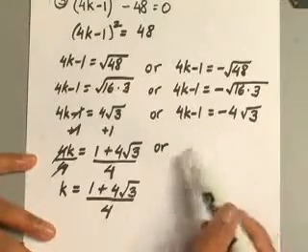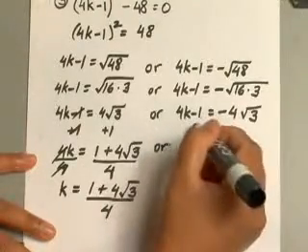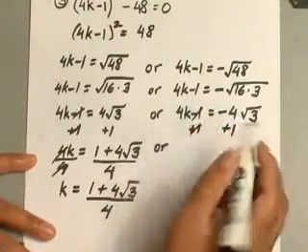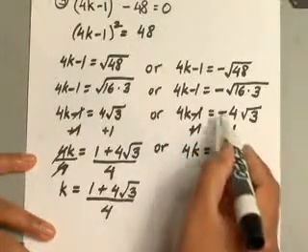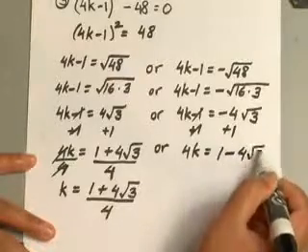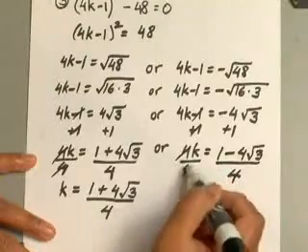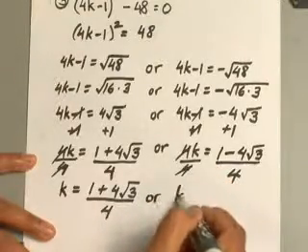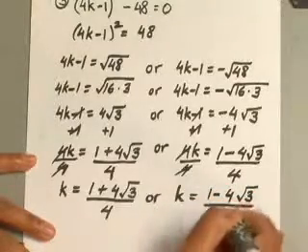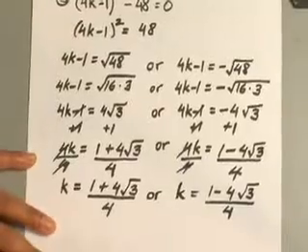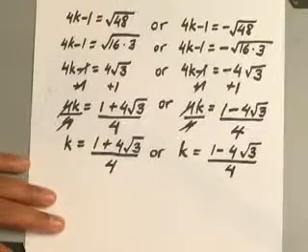Now again, we want to try and do the same thing on the other side. We want to get the k by itself. So just like we did here, go ahead and add that 1 on both sides. And you end up with 4k equals 1. This time you'll have minus 4 square root of 3. And now we divide both sides by 4, and you are left with k equals (1 minus 4 square root of 3) over 4.